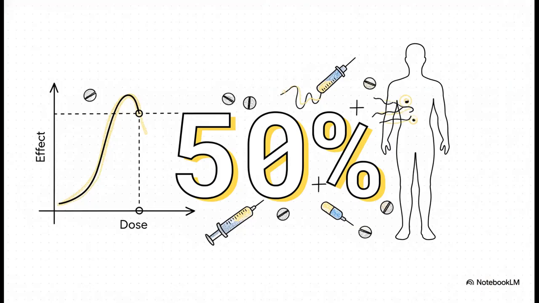So the ED50 is basically our magic number for relief. It represents the exact dose where half the maximum desired effect is achieved. This gives doctors a really solid baseline to understand exactly how much of a drug is generally needed to actually help a patient.